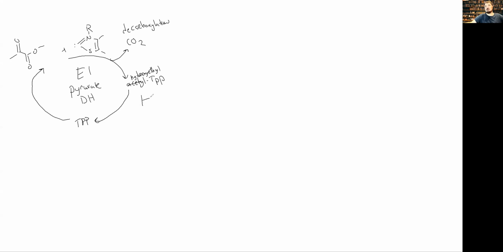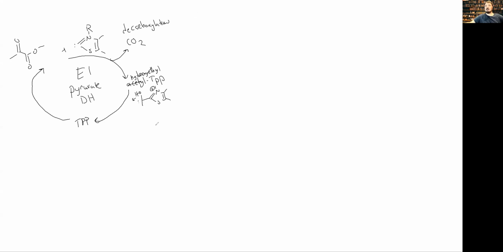Okay, so here's our TPP. Oops, not that. So OH. And then remember that we have a little bit of a partial negative charge here, and we have our positive charge here. So here's our ethyl group and a hydroxy group, and then we're going to be able to use this to transfer onto a new compound in enzyme 2.